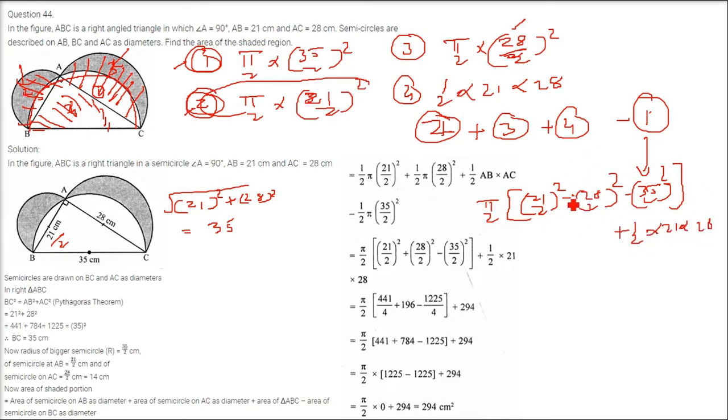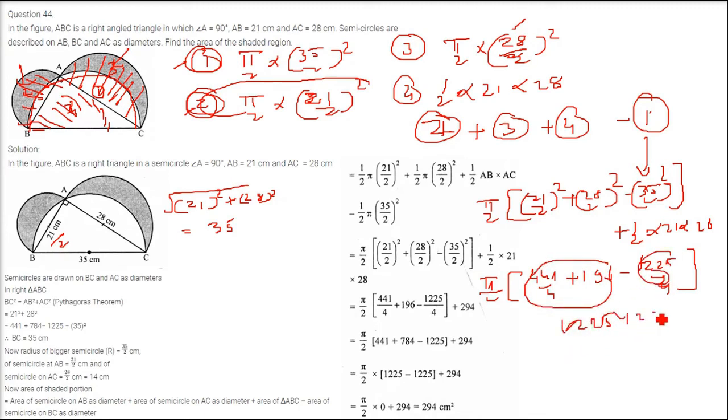Here is a very interesting thing. When you take pi by 2, 21 by 2 whole square will be 441 by 4. 28 by 2 will be 14, and 14 square is 196. Then 35 whole square is 1225 by 4. If you compute this whole addition, it will be 1225 minus 1225, into pi by 2. So this is eventually going to be 0.